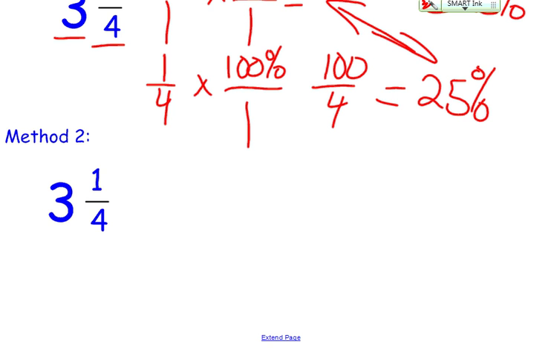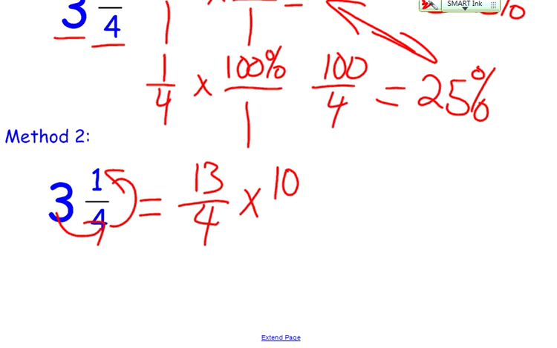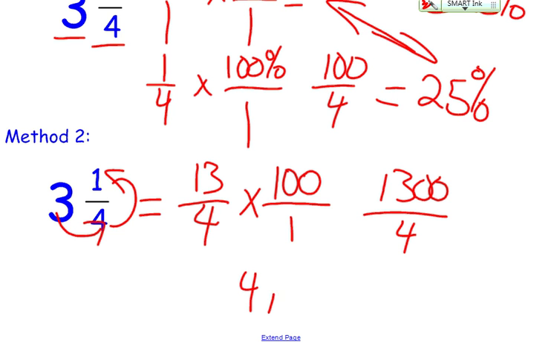There's the math. Method number 2. You don't want to take all those steps. Well, how about this step? Let's take 3 times 4 and add 1. 3 times 4 is 12 plus 1 is 13. And what we've done is we've taken our mixed number and turned it into an improper fraction. Now as an improper fraction, I'm going to multiply by 100. And now we've got 1300 over 4. And now I can divide these. How many times does 4 go into 1300?